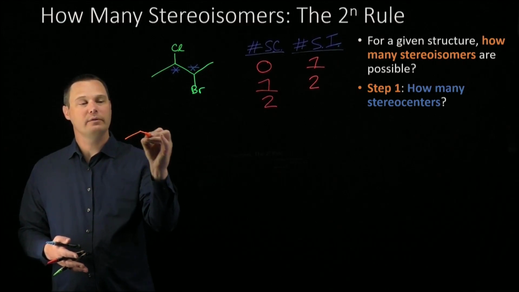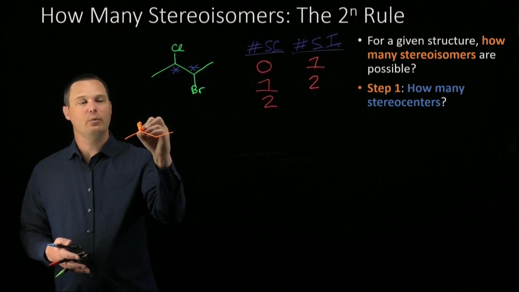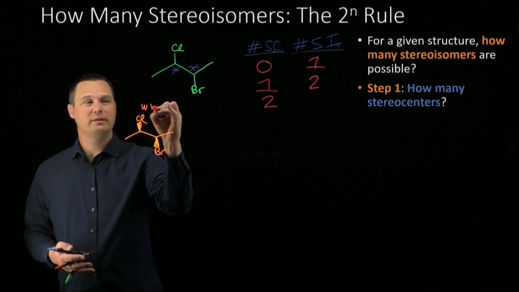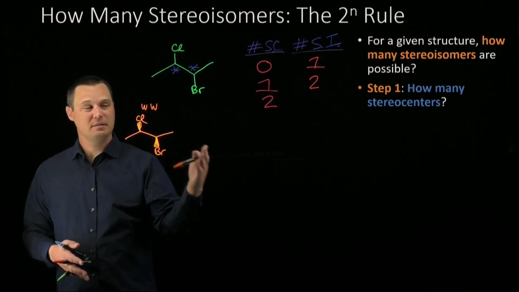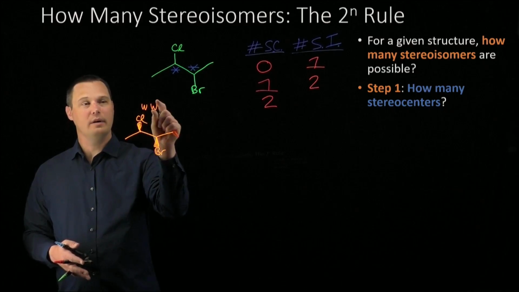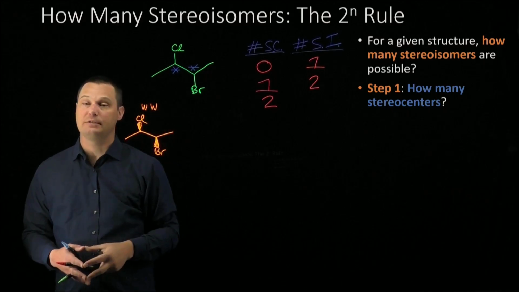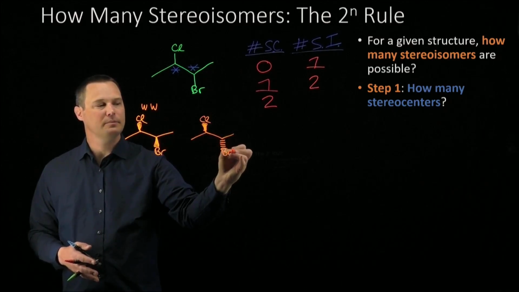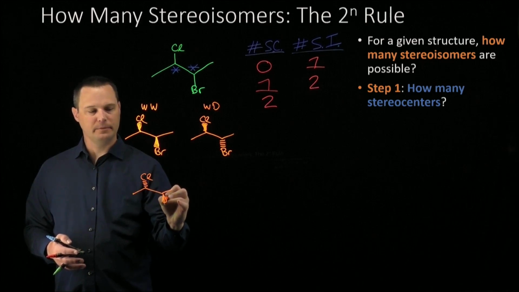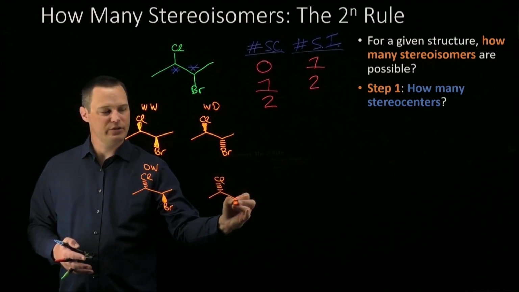We'll start with one version of the molecule with both groups on wedges. We could call this the wedge-wedge version of the molecule. Then we're going to systematically go down the line and change one and then both of these wedges to dashes. We can draw the wedge-dash version. We can draw the dash-wedge version. And we can end with the dash-dash version.